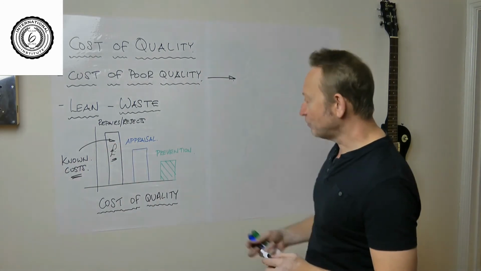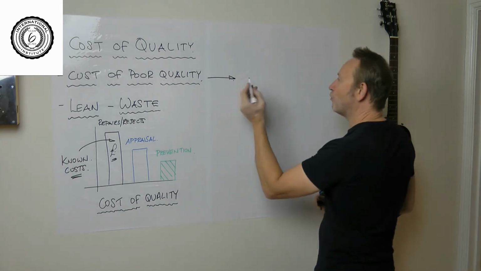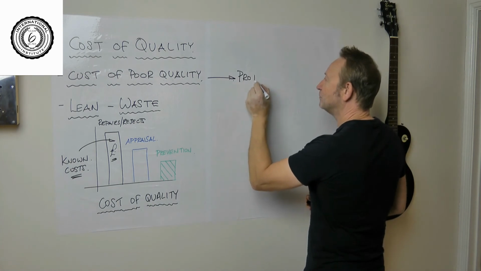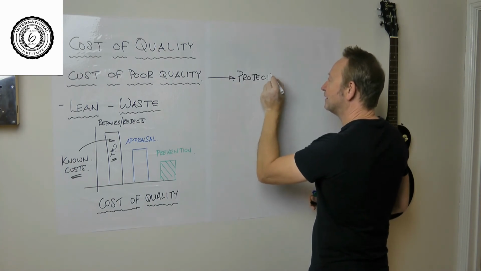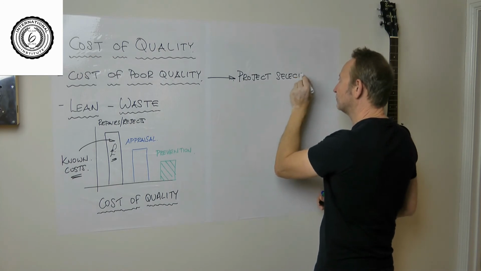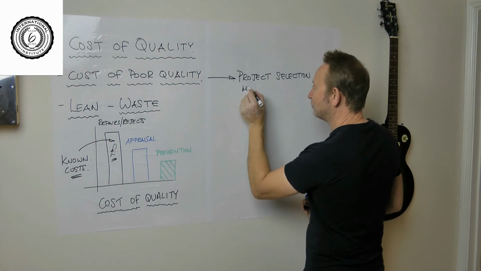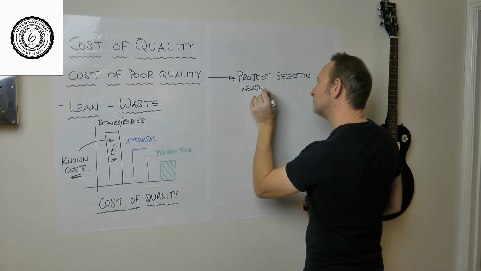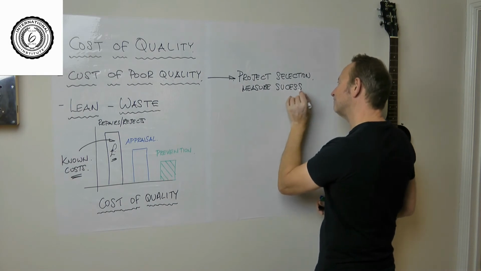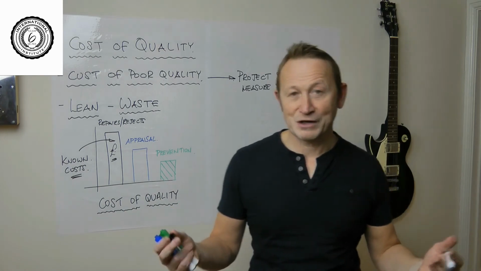Now, of course, the cost of poor quality. What are you going to use it for? Well, mostly what you're going to use it for, really, is project selection. And of course, the other thing you're going to use it for is to measure success with it. All right, they're the two main reasons that you work out the cost of poor quality.